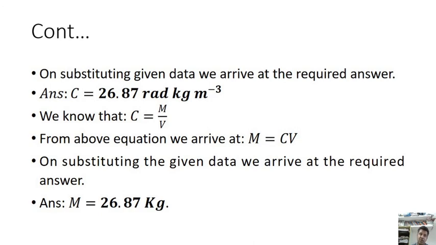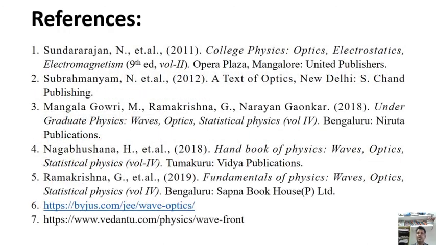After knowing that, we know C is equal to M by V. From the above equation we arrive at M is equal to C into V. On substituting the given data, we arrive at the required answer: M is equal to 26.87 kg.